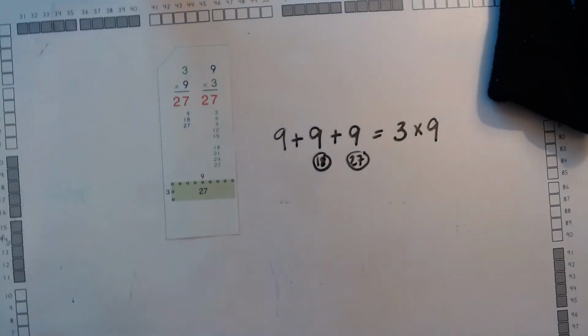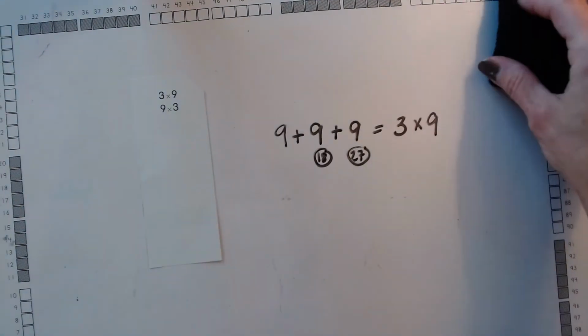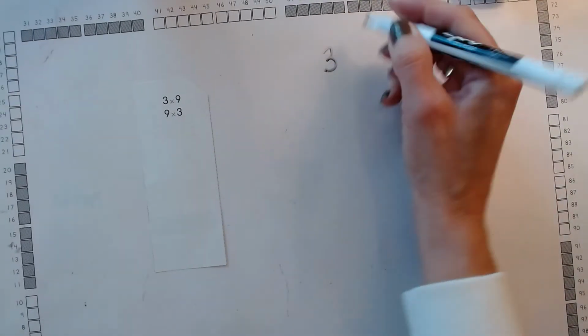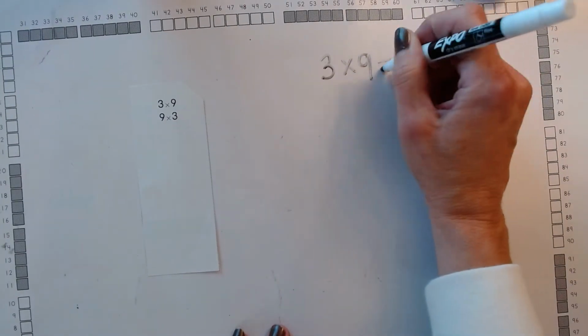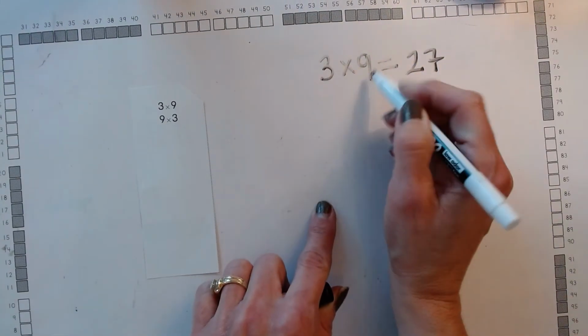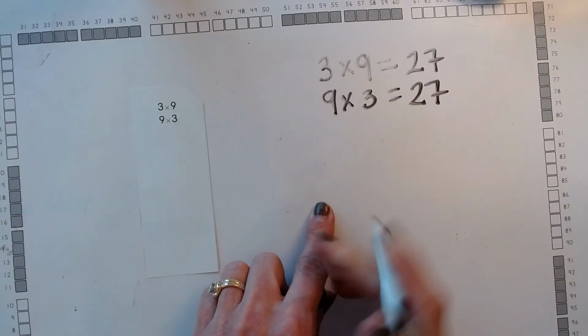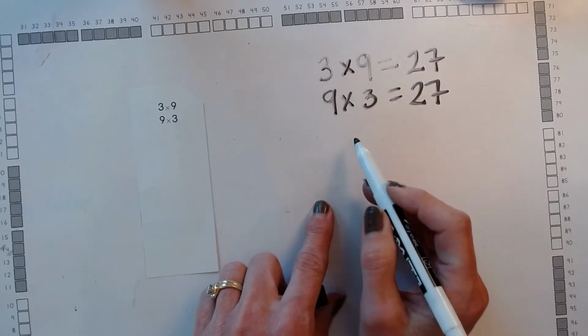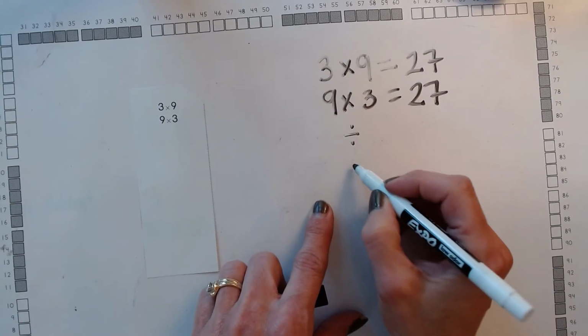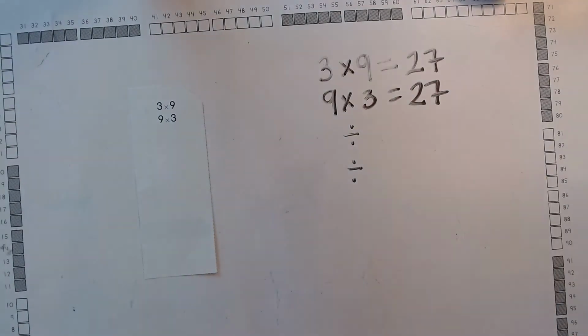Now, I told you, each multiplication card has a matching division card. So thinking about, I'm going to write this problem up here. 3 times 9, we know that equals 27. We flip-flop the facts, right? So there's part of my fact family. Now we know that we've got to have a couple division problems also to be part of our fact family. Because remember, just like addition and subtraction, multiplication and division are related. They're part of a family.